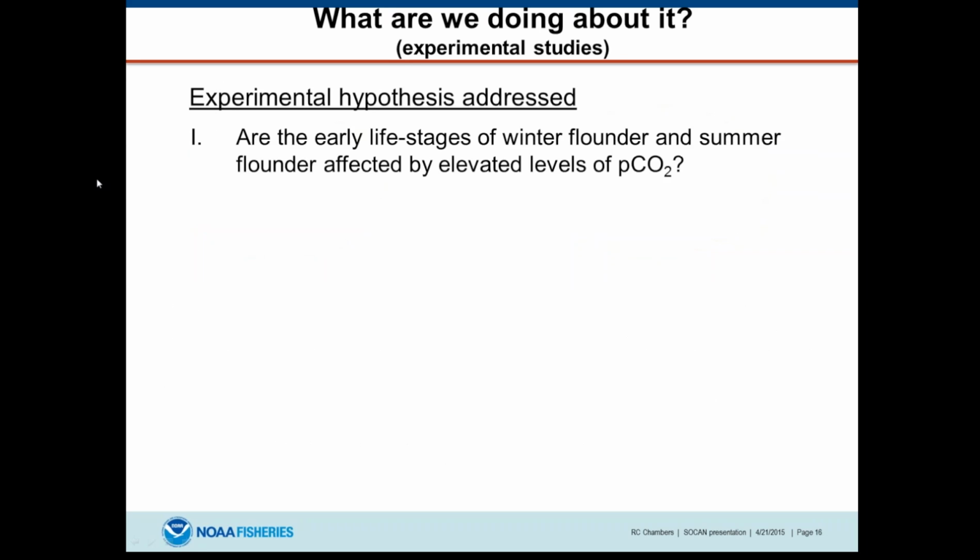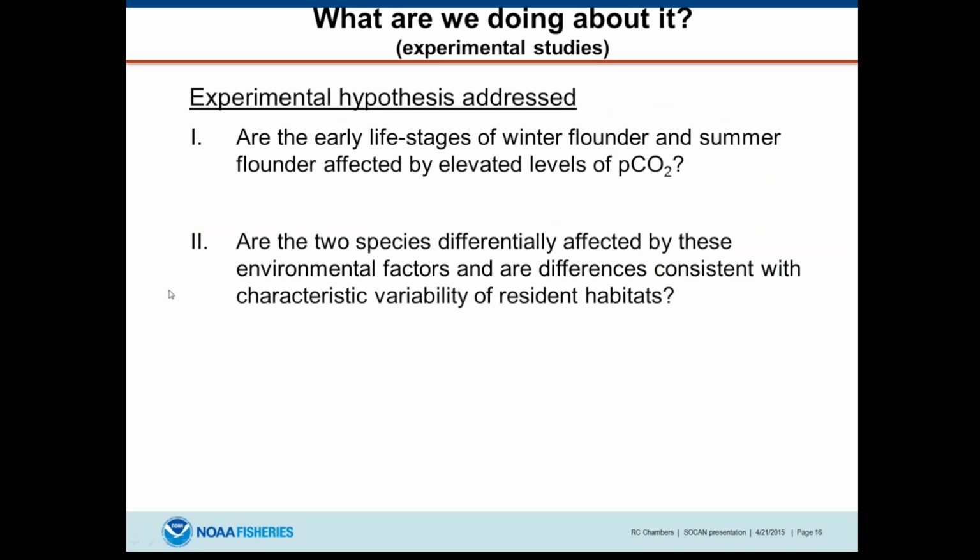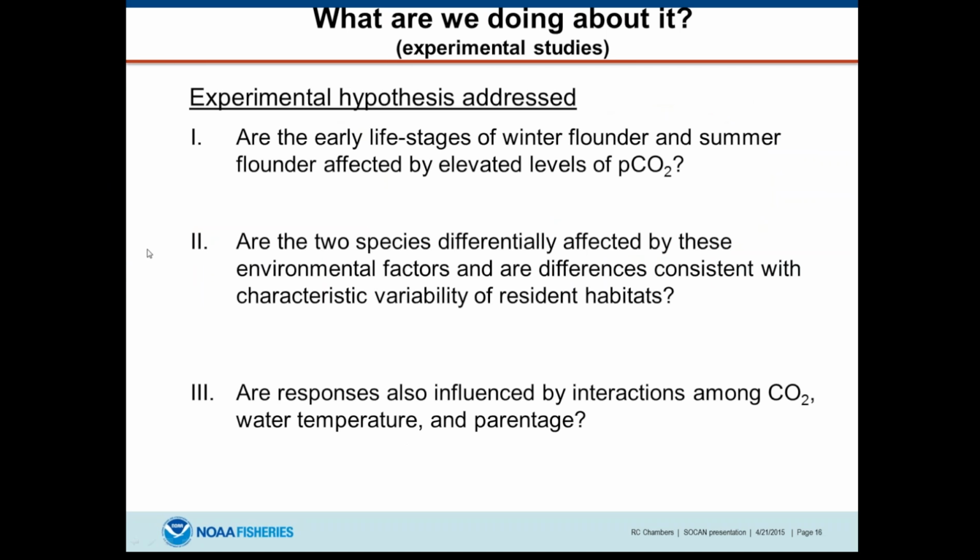So the hypotheses we've been addressing in these studies that I'll be reporting on today are, one, are the early life history stages of these two flounder species affected by elevated CO2 levels? Two, are the species differentially affected by these environmental factors, CO2 and temperature in some cases, and is there a pattern or association that we can, through speculation or logic, attribute to the reason why they may be expressing different sensitivities to high CO2? And thirdly, are the responses also influenced by interactions with other variables such as the water temperature they're incubated or reared in and the parentage that gave rise to these fish?